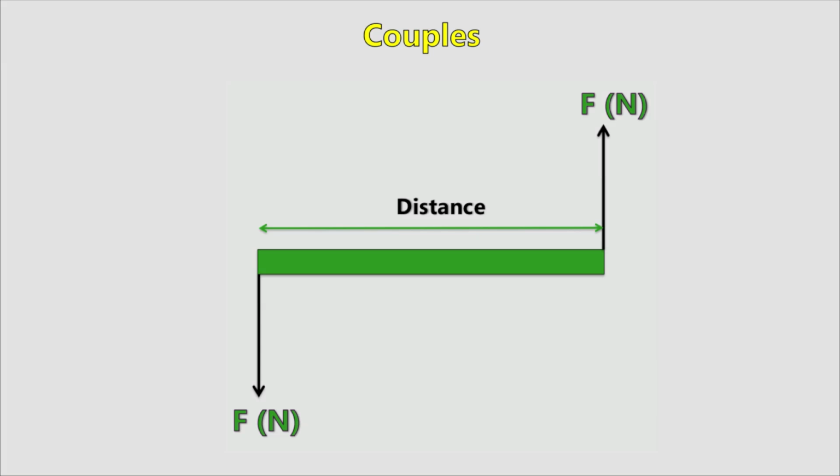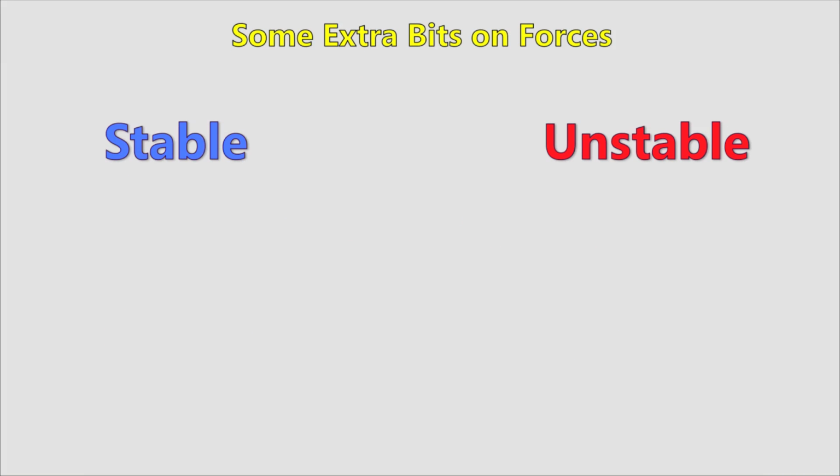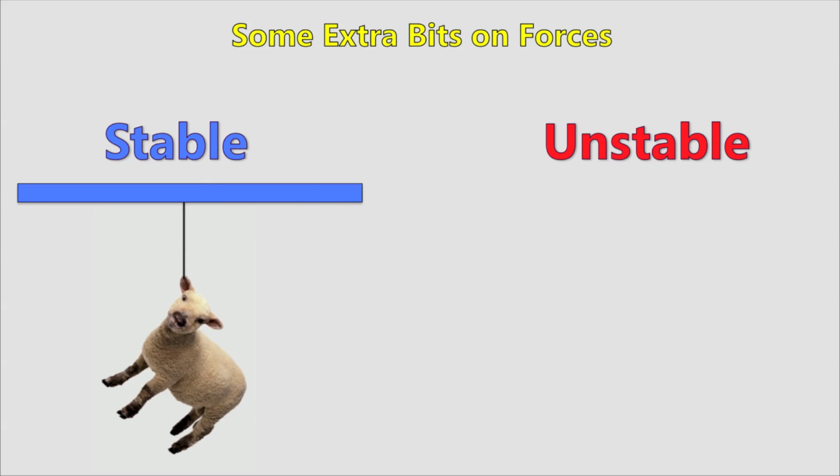Now, be aware that you need to know a few little extra bits, which lots of teachers neglect. So here they are: stable and unstable equilibrium. Basically, stable equilibrium is where if you displace something and release it, it will return to its equilibrium position. Like a sheep hanging: if you pull it to the side and let go, it will swing a little bit and eventually remain in its equilibrium position.